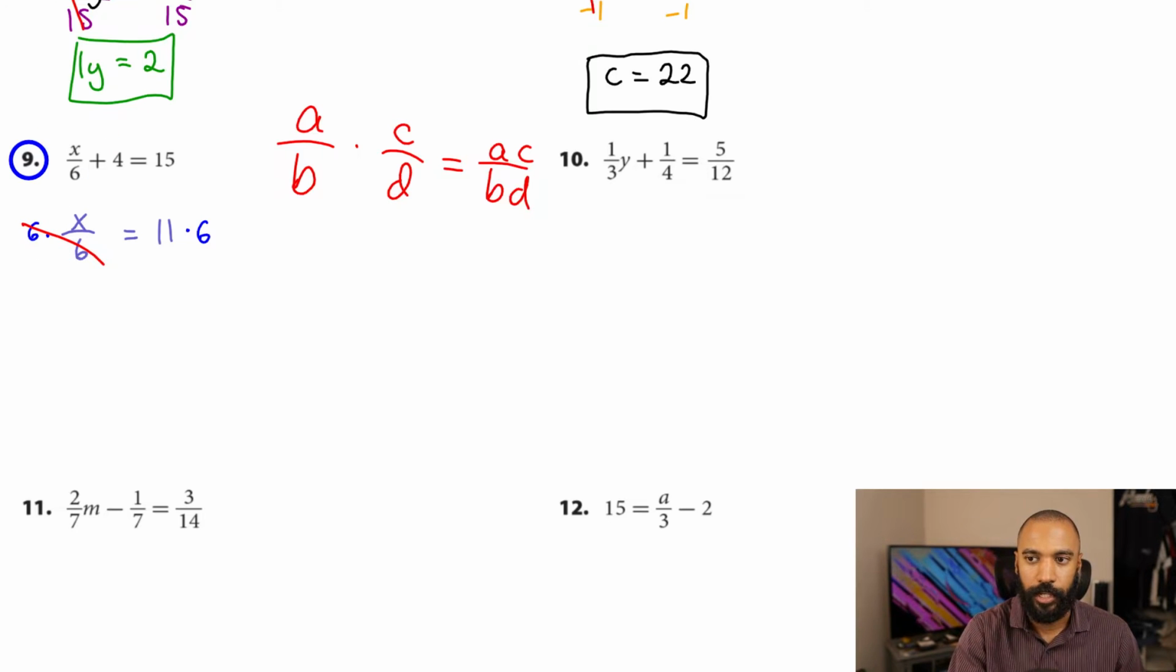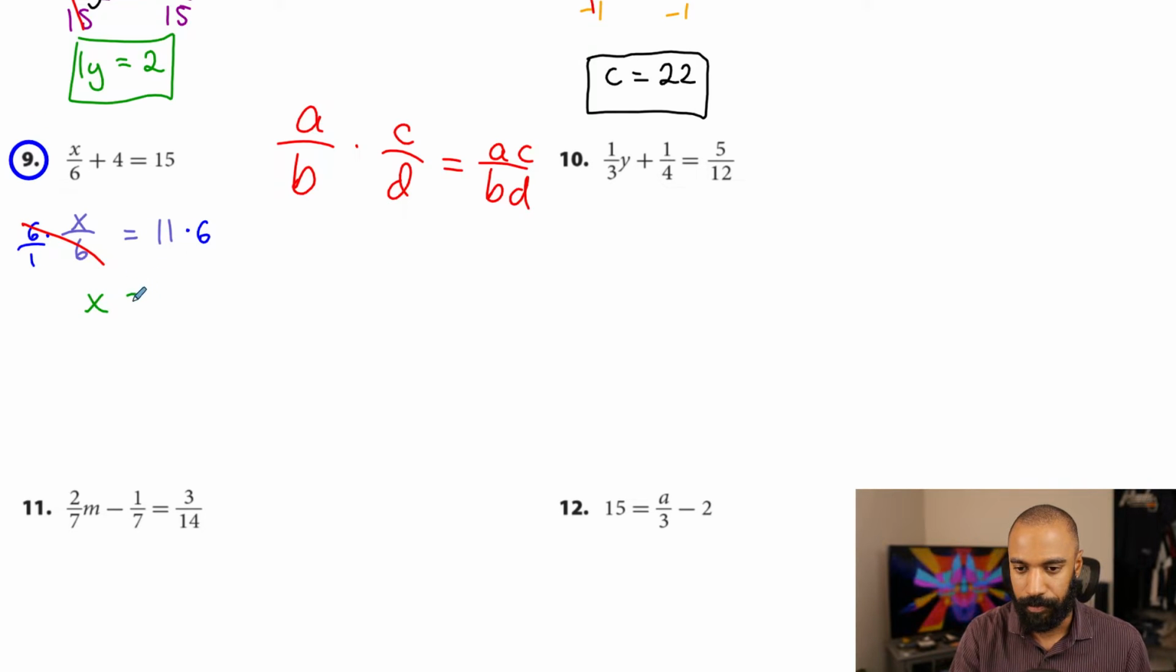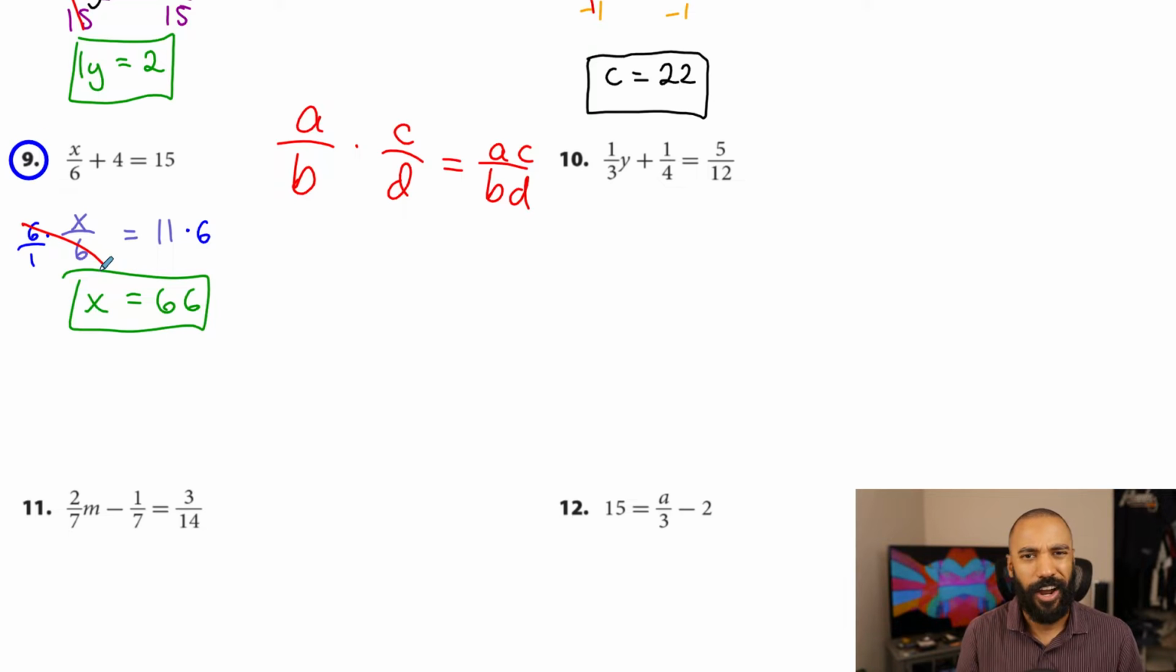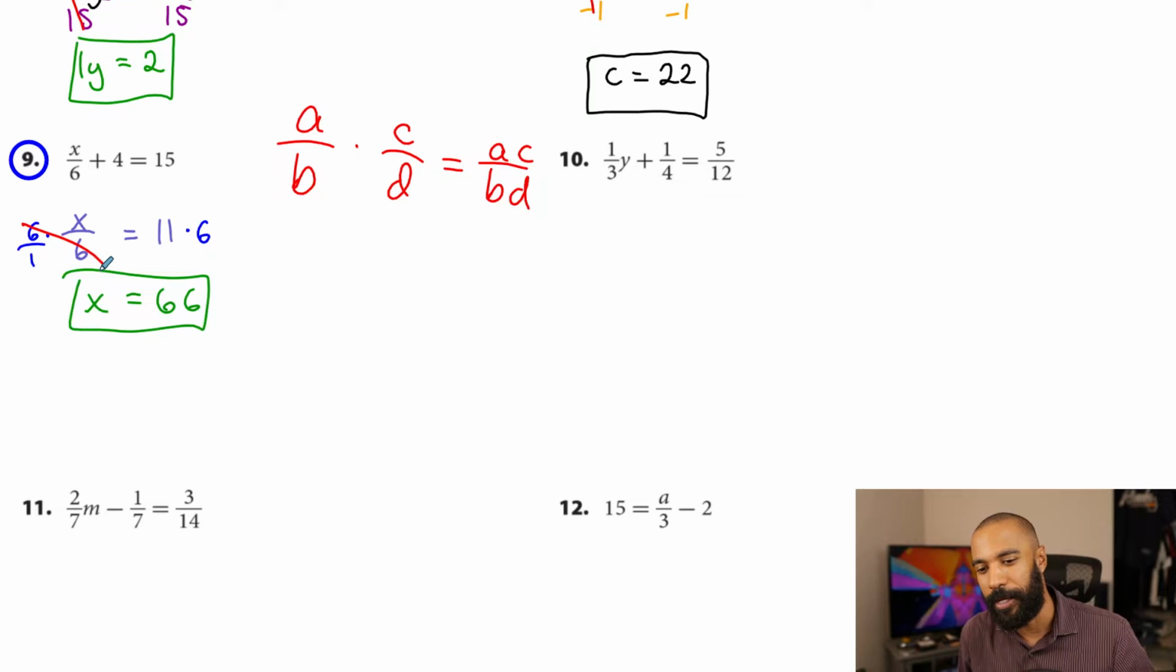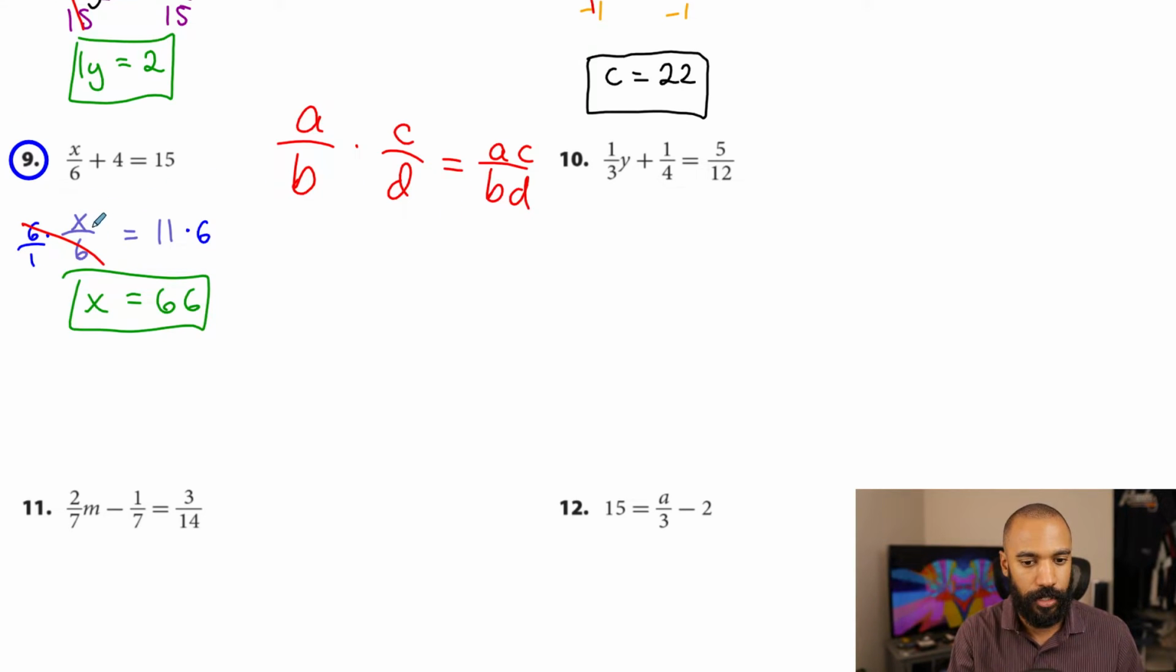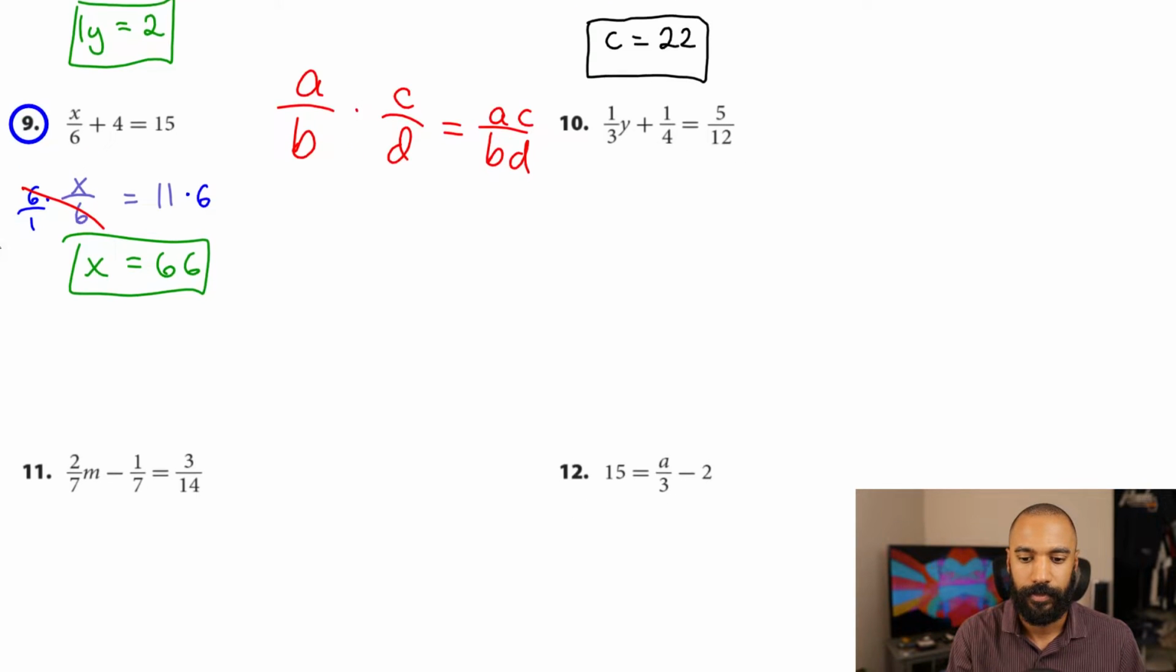And this 6 is really 6 over 1. It's in the numerator, 1 is in the denominator, x divided by 1 is x. Whatever. Point is, x equals 11 times 6. 66. Carl knew the answer. I know that Carl knew the answer. But it's really about approach. What does this problem prompt you to do so you don't mess up?